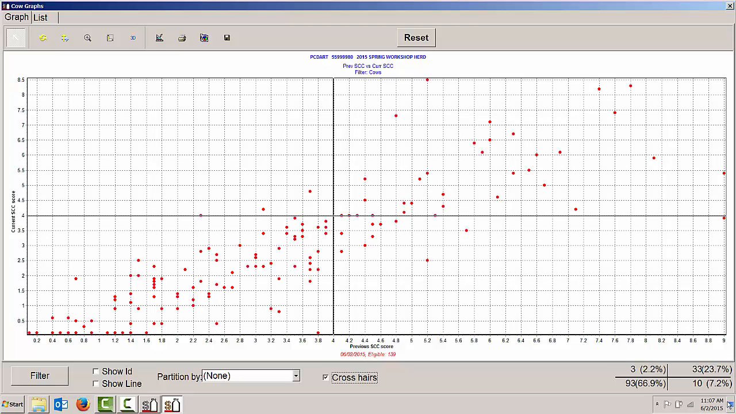Our chart down on the bottom right tells me percentages of cows in each one of these quadrants. So I've got 23% here in chronic, and I got 2.2% here in newly infected, where our goals that I'm shooting for: new infection rate 6% or less, chronic mastitis infection rate 6% or less.